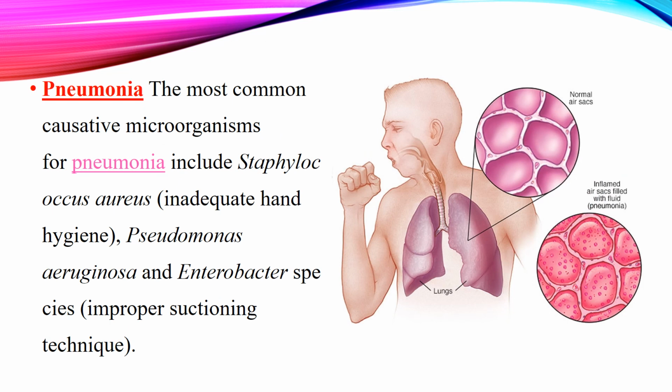Pneumonia. The most common causative organisms for pneumonia include Staphylococcus aureus, which is due to inadequate hand hygiene, Pseudomonas aeruginosa, and Enterobacter species, which is due to improper suctioning techniques.